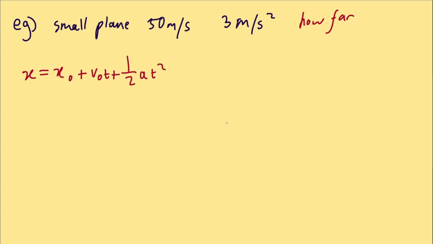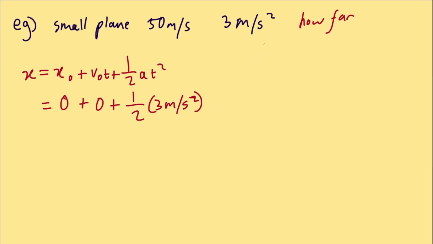Let's identify our variables. So initial position, we can just write as 0. The initial velocity, since it's starting from rest, is also 0. Now the acceleration is 3. And it seems we're missing something. We don't know the time. We don't know how long it takes. So let's take a step back and quickly solve for time.